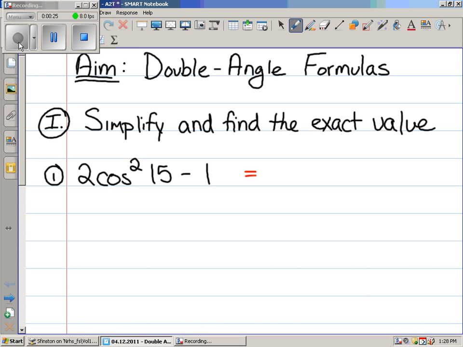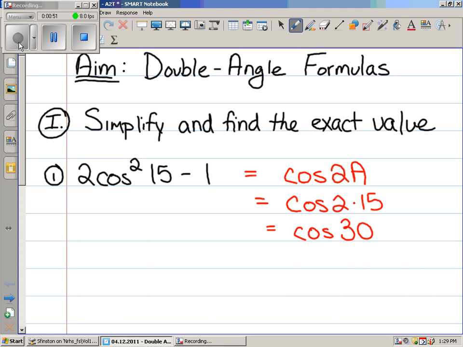Yep, gotta go to the reference sheet. Tell me what that is. That's true. So basically, 2 cosine squared A minus 1 equals cos 2A. How much is A? A is 15. What's 2 times 15? Very nice, Sydney. And Sydney, do you actually know what the cosine of 30 is?